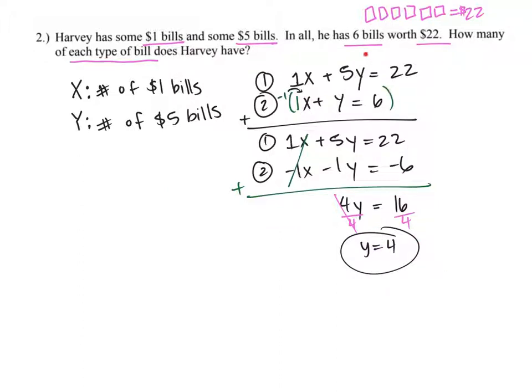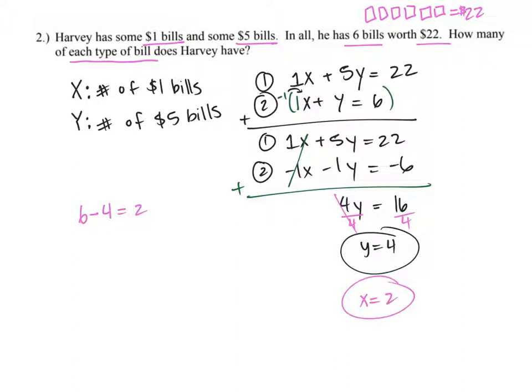Well, if there were 6 bills total, then for x here, wouldn't that be just 6 minus 4, my y, and then I get 2, right? So that means the number of $1 bills I have is 2.